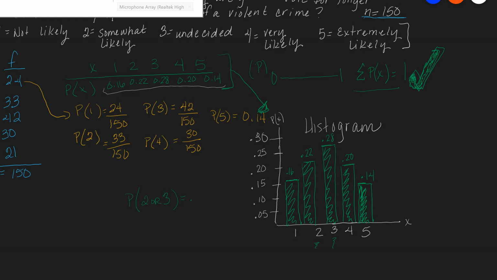is equal to 0.22 plus 0.28, roughly 0.50. And you can actually imagine that, right? Once you see it in a probability distribution histogram, you can see that about half of the responses were a 2 or a 3.